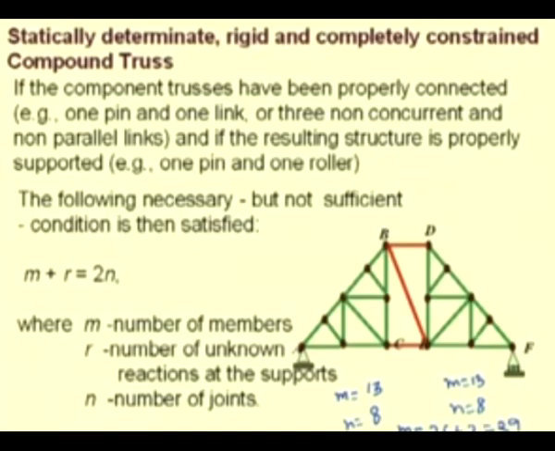So, let us see how to analyze such compound trusses by, say, the method of sections. If we are interested to determine all the forces in the members, then we may use the method of joints, but if we are interested to determine only certain forces in the compound truss, then we can use the method of sections.